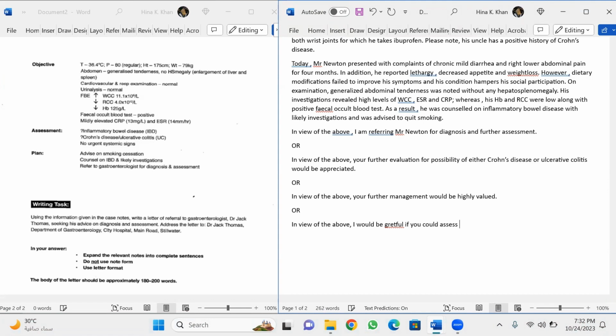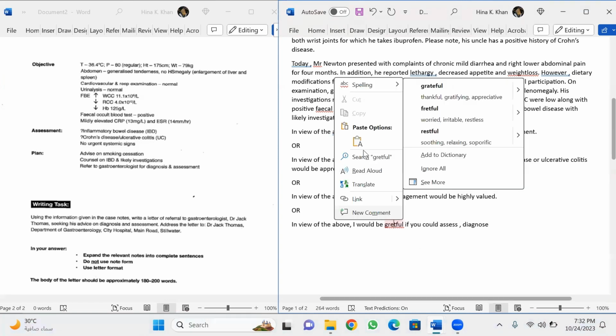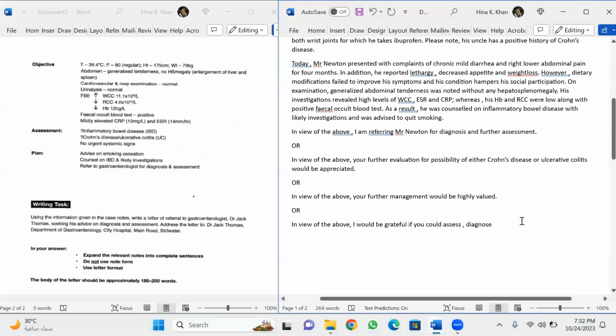Assess. Here we can write that in view of above, it would be greatly appreciated if you take over the patient and like take over, because we are sending to the gastroenterologist now. He will be taking care of the patient. So can we write like that? Like, it would be greatly appreciated if you take over the patient and do further assessment and management. एक second. Well, this kind of a conclusion you can write when you're referring the patient back to his GP.